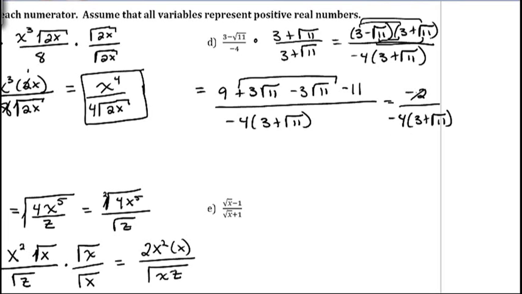And so we can divide both the top and the bottom actually by negative 2 here. That would leave a 1 on the top and a positive 2 on the bottom. So we would have 1 over 2 times the quantity 3 plus the square root of 11. Or if you distribute the 2 on the bottom, we would have 1 over 6 plus 2 square root of 11. Either one of these answers is correct.